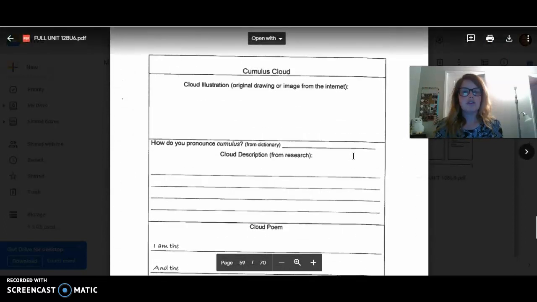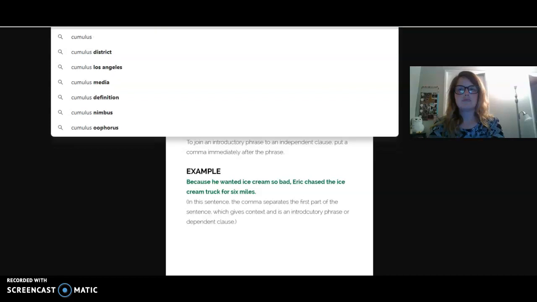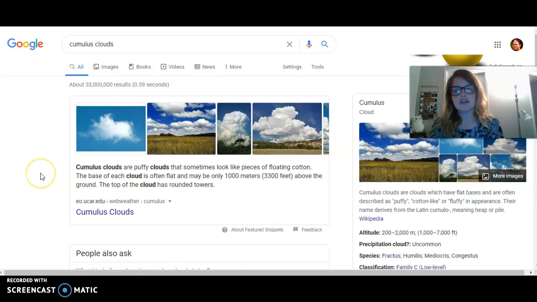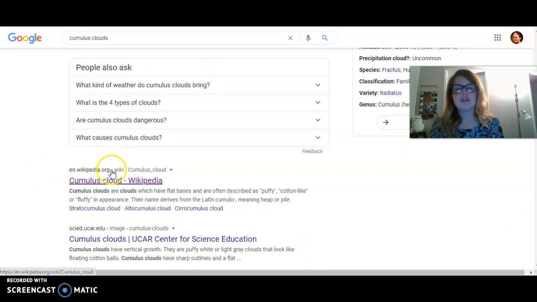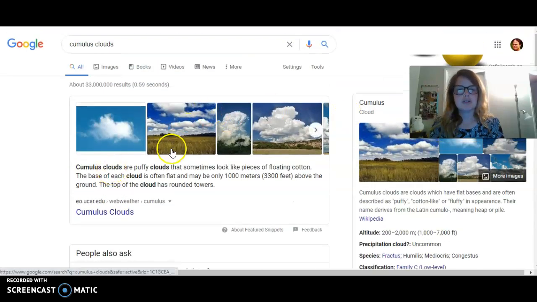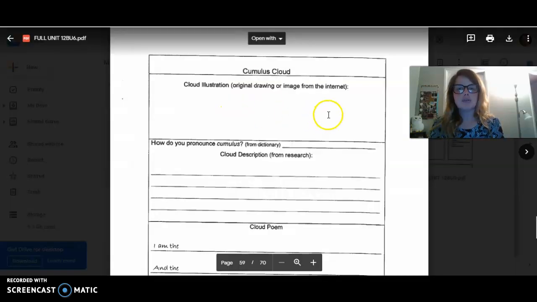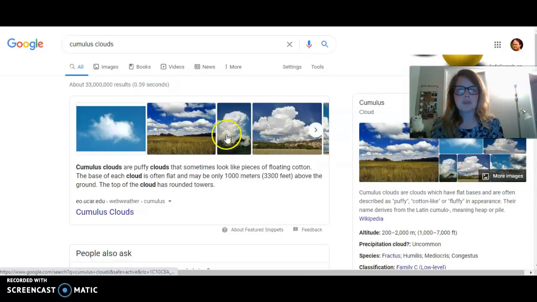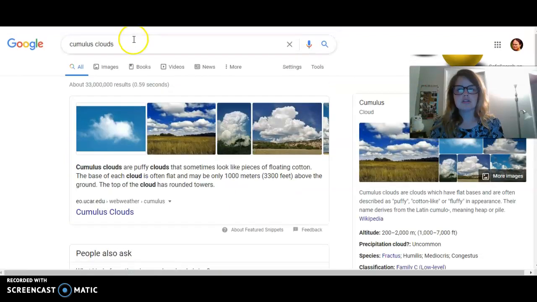So cumulus cloud, right? So let's open another tab. Okay, so I'm going to search cumulus clouds, right? Oh, cool, look, I found a cumulus cloud. Let's see, what am I going to do here? So I see that beautiful picture, right? And then I'm going to draw it or put it there. How do I pronounce it? Let's see.